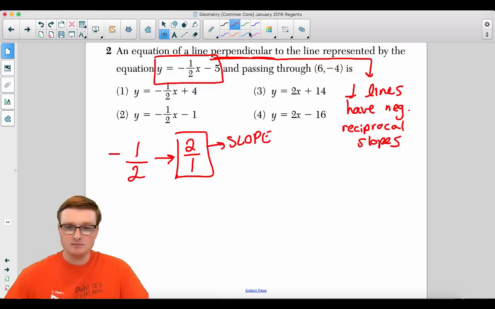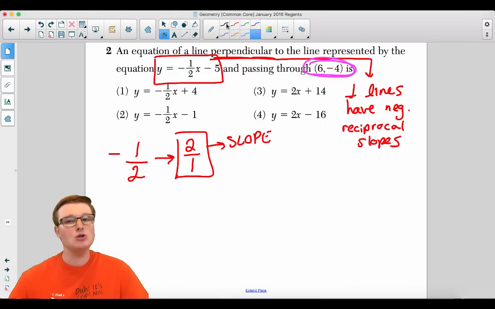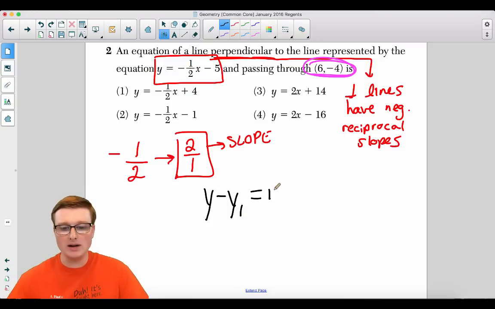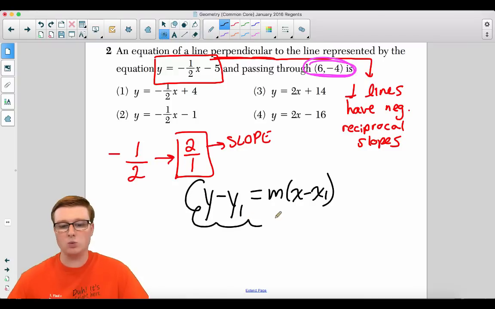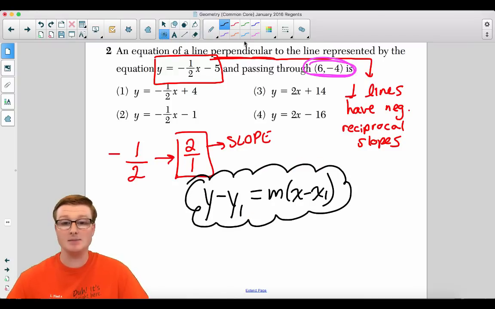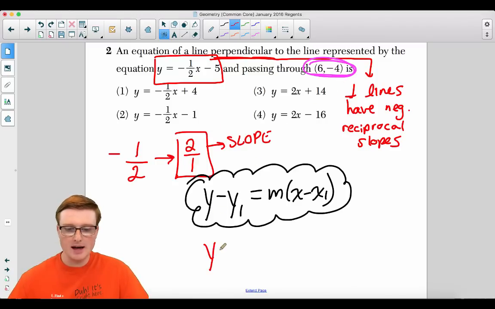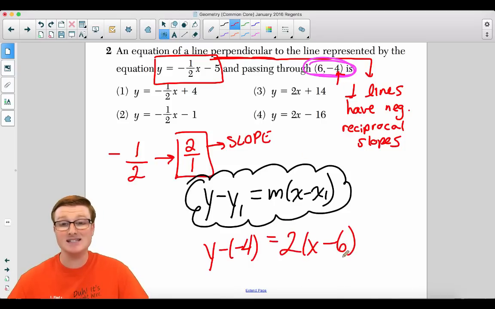Okay? Now, it's passing through the point 6, negative 4. You should have this drilled and burned in your brain by now. If you were given a slope and a point on the line, you are going to use the point slope form, which is y minus y1 equals m times x minus x1. You take your slope that you have, and you take the point, and you plug it in. So you get y minus a negative 4, that's your y value up here, is equal to the slope of 2 times x minus 6.